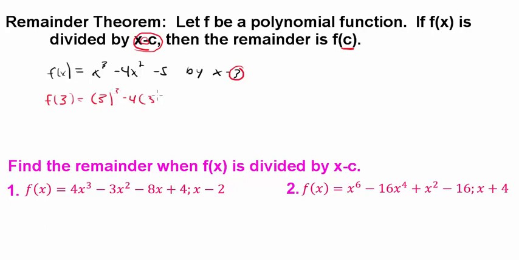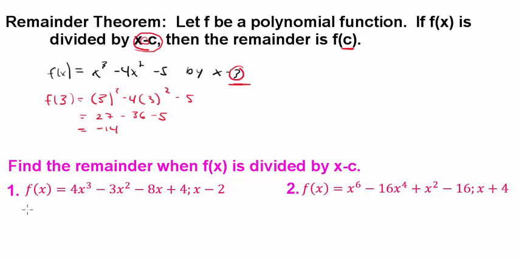And the idea here is that when we evaluate this function, do our order of operations, we should in fact get negative 14, which we know is the remainder. So 3 cubed is 27. Minus 4 times 3 squared is 9, times 4 is 36, minus 5. Well, 27 minus 36 minus 5 is in fact negative 14, so it does work. So instead of doing synthetic division to determine the remainder, we can simply evaluate at that constant c, and that will determine what the remainder happens to be. Let's practice this with 2 additional problems.